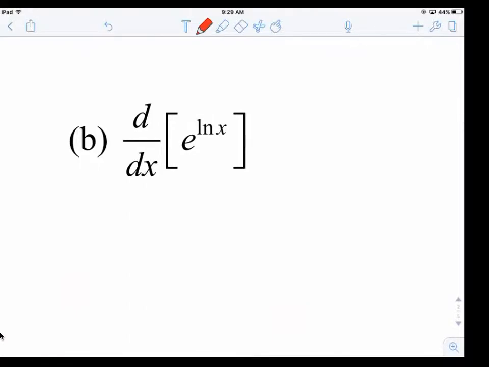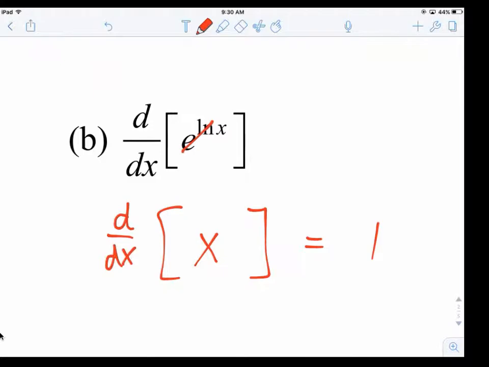Okay. Can you simplify that? Not 1 to the x, but just x, right? So yeah, the e and the ln will cancel each other, and you're just left with the exponent, or what you're taking the ln of. So its derivative would just be 1.